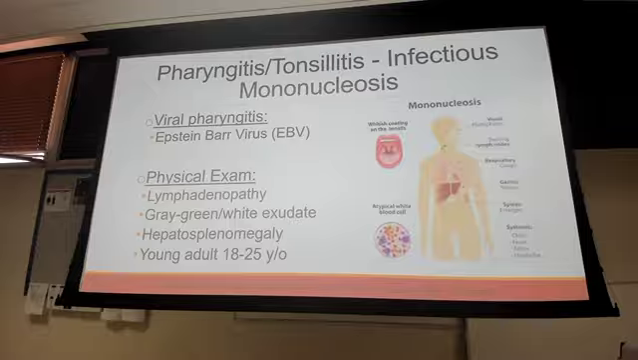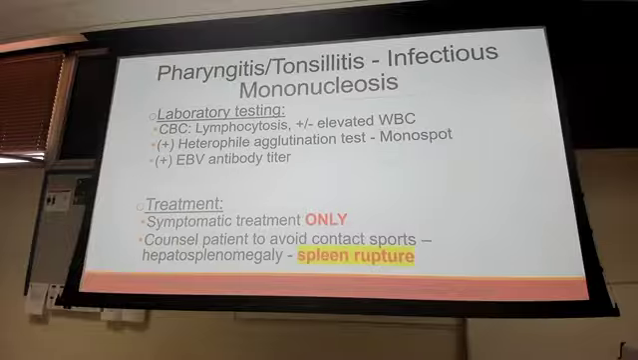And then that hepatosplenomegaly, so that's where the spleen and the liver are enlarged. You will be able to note that on your abdominal exam. Generally, this happens in younger adults between the ages of 18 and 25, but not to say that it can't happen in someone older or younger than that. So some laboratory test considerations. We can do a CBC. We might see some lymphocytosis, so elevated lymphocytes on that CBC, plus or minus elevated white blood cells as well.